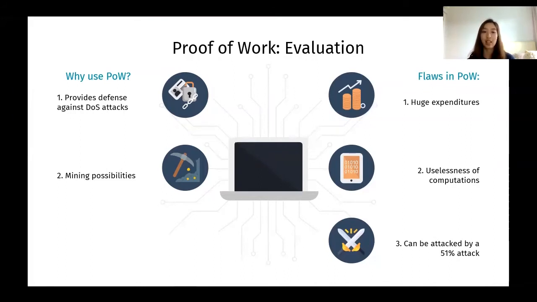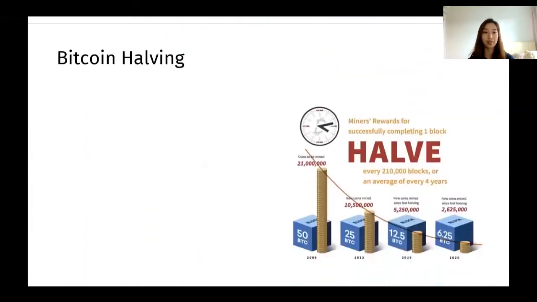And lastly, it can be attacked by a 51% attack or a majority attack. This is a case when a user or a group of users control the majority of mining power, and the attackers get enough power to control most events in the network. So this will be covered in greater detail in next week's lesson.